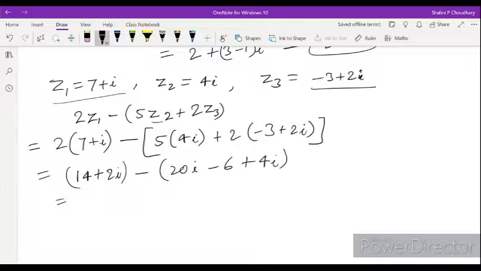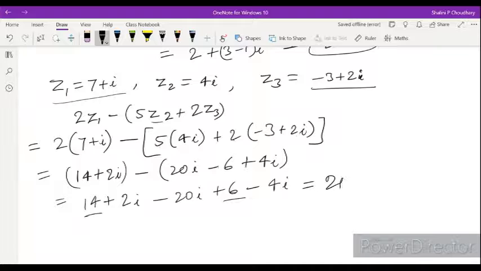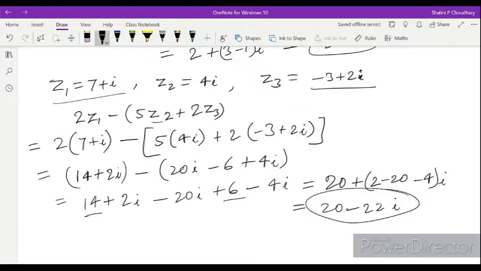So 14 plus 2i minus 20i, minus minus is plus 6, and plus 4i. Now we write the i terms together, and 14 and 6, so 14 plus 6 will be 20, and the i terms we write together, 2 minus 20 and plus 4i. So it will be 20 and minus 14i. So this will be the value.